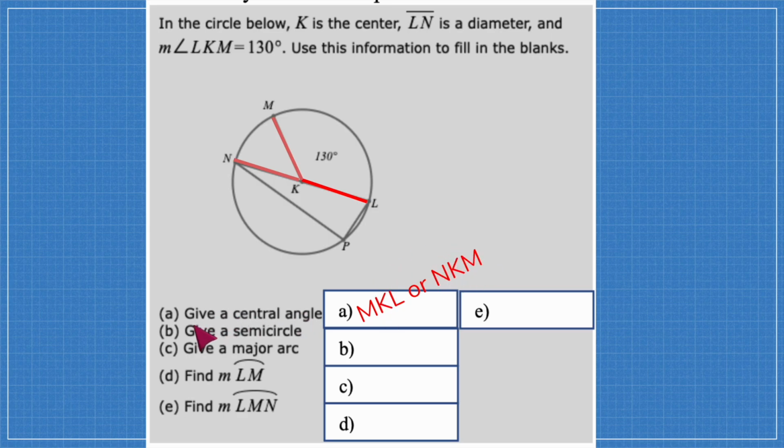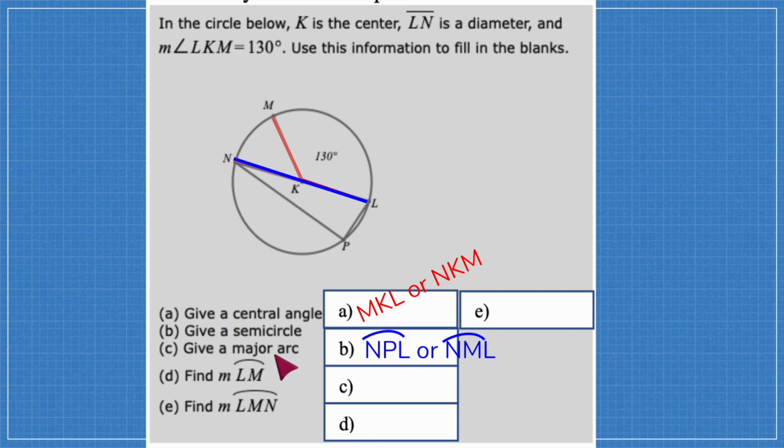All right, so part B says give a semicircle. So with a semicircle, I need to identify my diameter, which they gave me. So I could either go NPL this direction, and because it's a longer one, I can't just say NL, I need to make sure that I say which direction I am going. So it'd be NPL, or I could go NML. So I need to make sure I use that 3rd point so that I know which direction I am heading here. And make sure you put the little arc symbols above so that we know that it's an actual arc. It's a semicircle. That is the kind of large arc there, but it's still an arc.